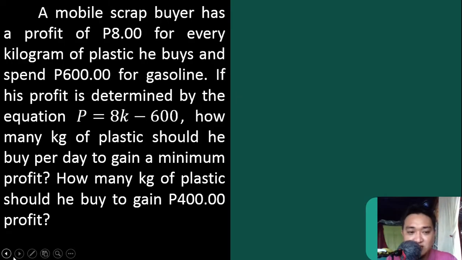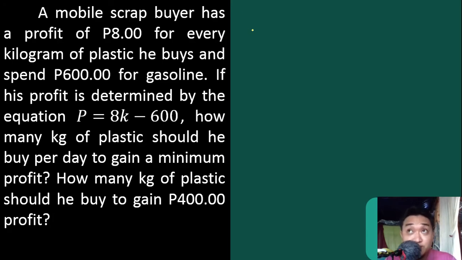Let us have one last example. Let's say a mobile scrap buyer has a profit of 8 pesos for every kilogram of plastic he buys and spends 600 pesos for gasoline. If his profit is determined by the equation P is equivalent to 8K minus 600, how many kilograms of plastic should he buy per day to gain a minimum profit? And how many kilograms of plastic should he buy to gain 400 pesos profit?